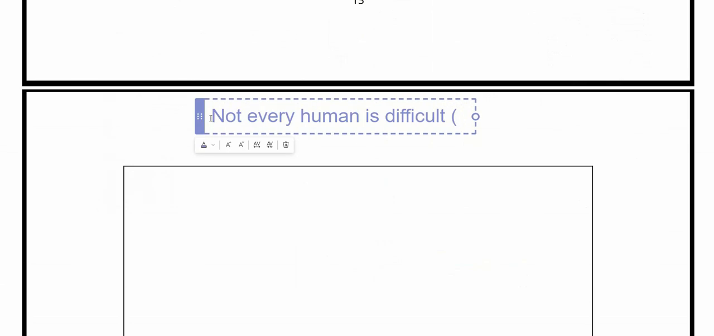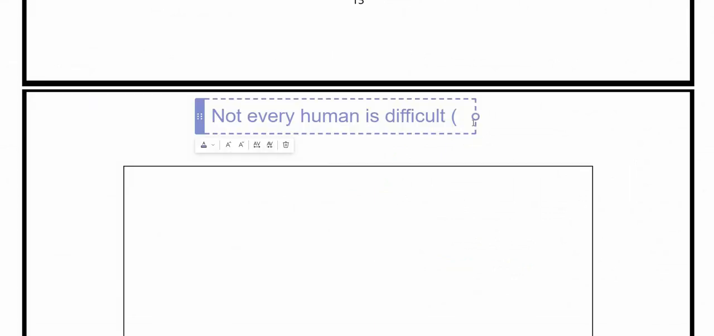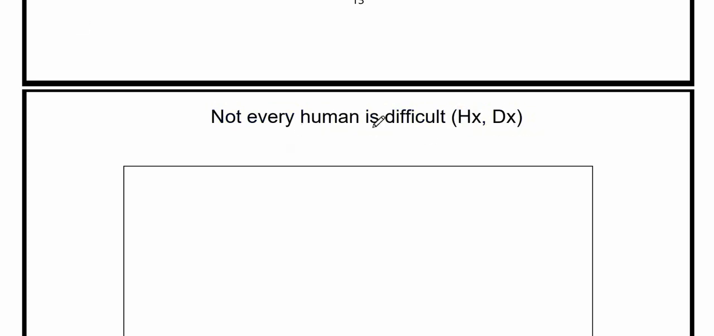And they will give you Hx, Dx, and small x, Dx small x. Okay, this is how they will give you. Now what this Hx and Dx mean is that H stands for human, D stands for difficult. Okay, x is a variable and H is the term of the proposition.